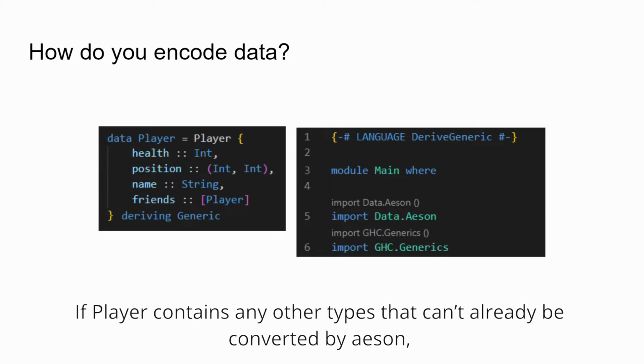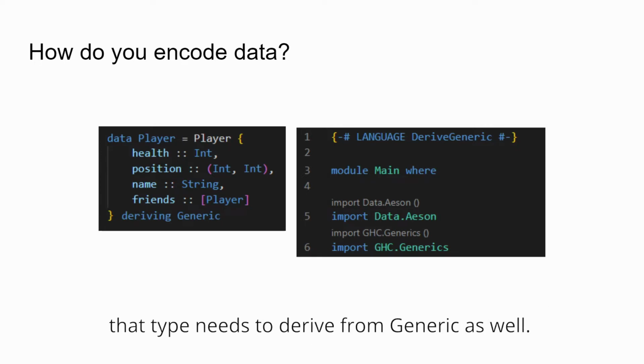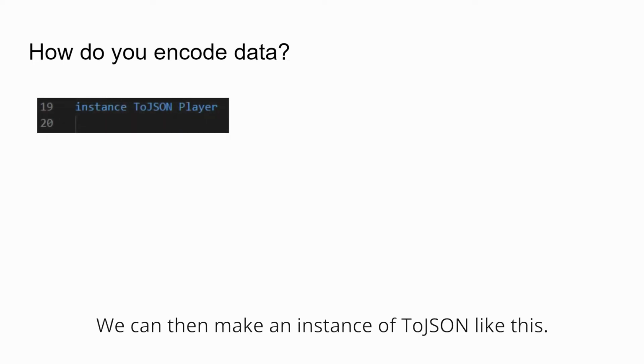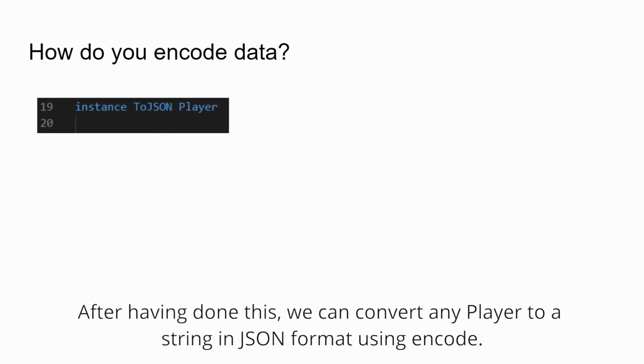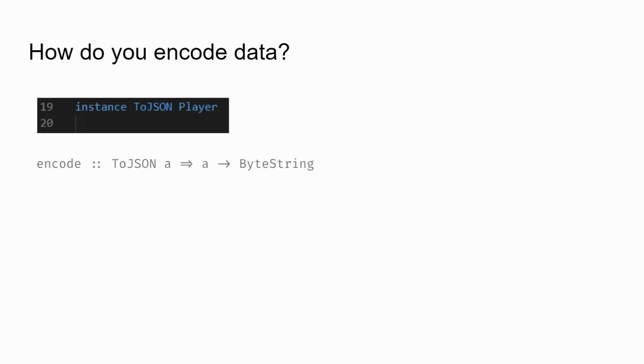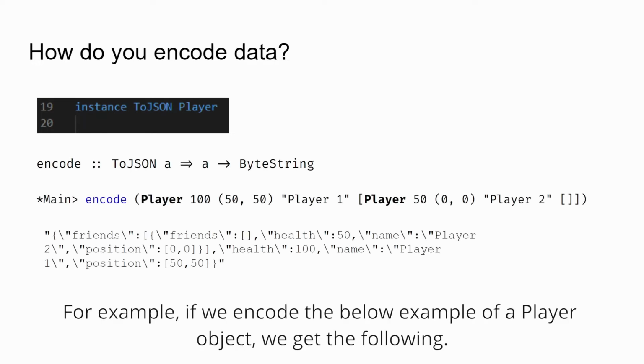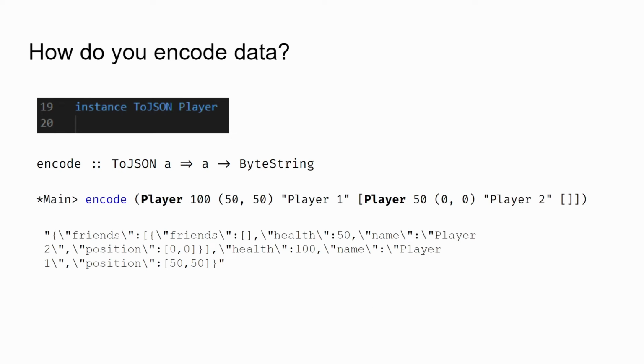If Player contains any other types that can't already be converted by Aeson, that type needs to derive from Generic as well. We can then make an instance of ToJSON like this. After having done this, we can convert any Player to a string in JSON format using encode. For example, if we encode the below example of a Player object, we get the following.